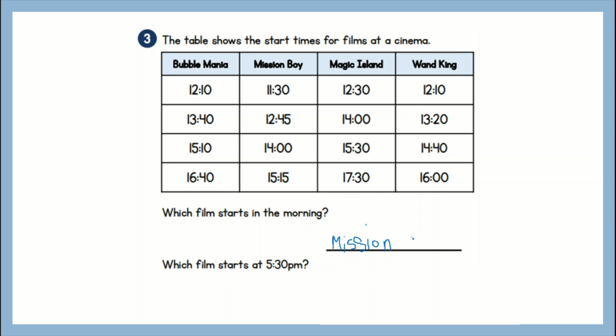Now we are asked, which film starts at 5:30 p.m? All of these times here are written in the 24-hour clock. If we want to write 5:30 in the 24-hour clock, it would be 17:30. Now if we look at the table, we can see here Magic Island starts at 17:30. So Magic Island is our answer.